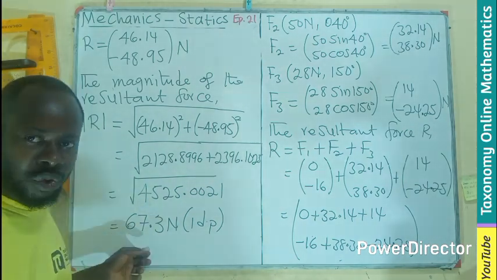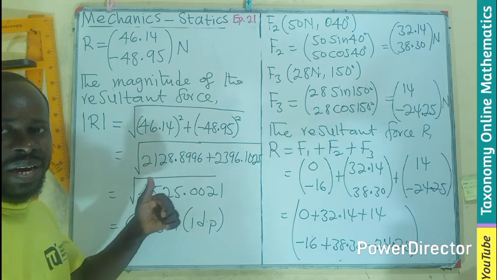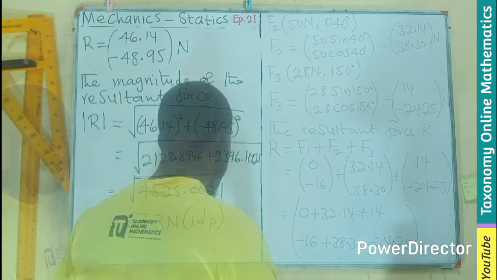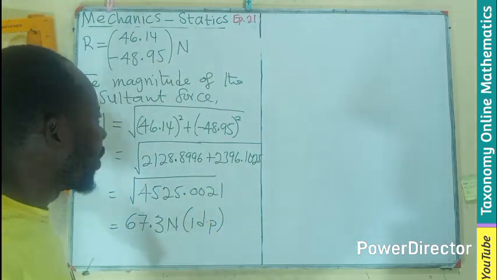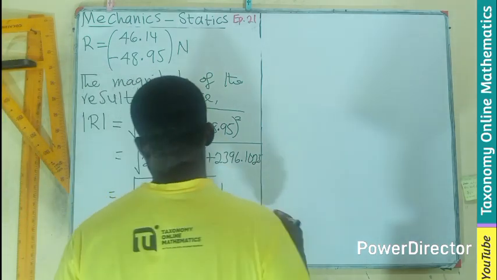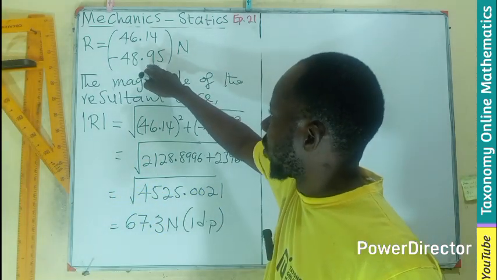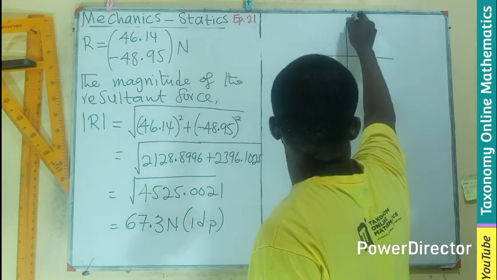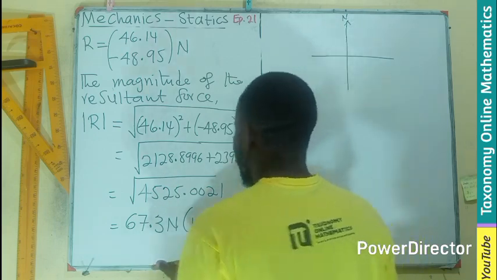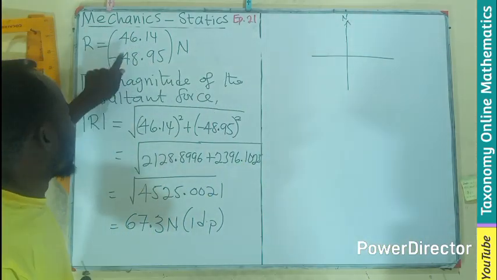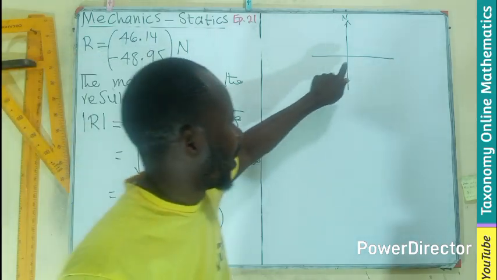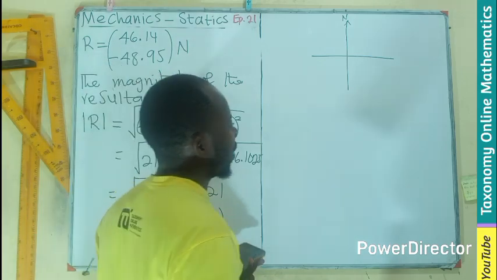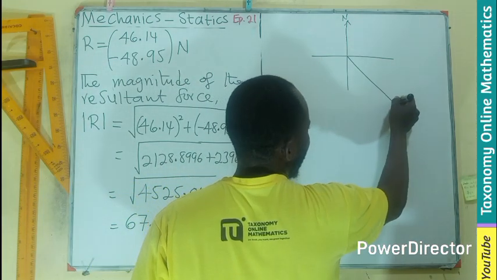The question asks for the magnitude and at the same time the direction of this force. So let's find the direction. First we need to represent our resultant force in a rough diagram. This is our north, at the same time the y-axis. I am having a positive value for x, meaning I am moving on this axis. I have negative for y, so I should be in this quadrant here.